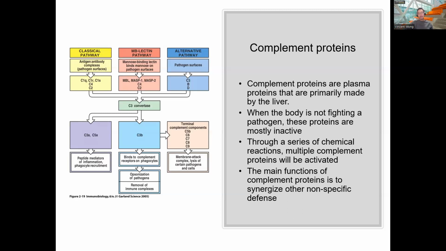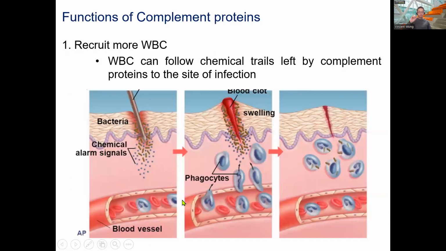And ultimately, the complement protein is going to help synergize other non-specific defense. Synergize just means it enhances the other immune responses. So I'm going to show you 3 examples of how complement proteins can enhance other non-specific defense. Actually there are many other examples, but we're just going to look at 3 easy ones. So first one: recruit more WBC.